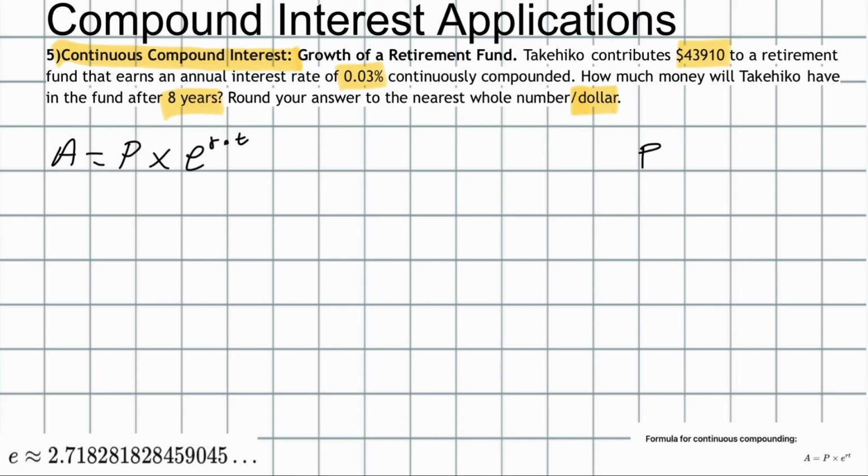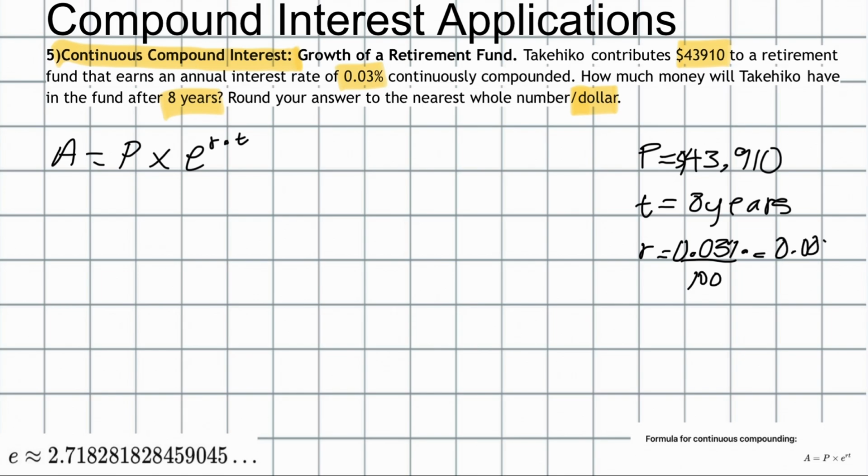We know that the principal amount that was contributed was $43,910. We also understand that the time is 8 years. And the rate, although it looks very small, is realistically the way you're going to see it. 0.03% divided by 100 is going to give us 0.0003, and that's the value that we're going to be using for the rate.